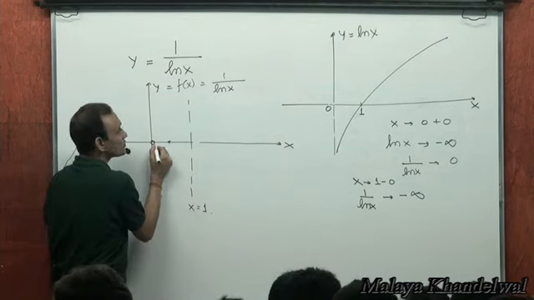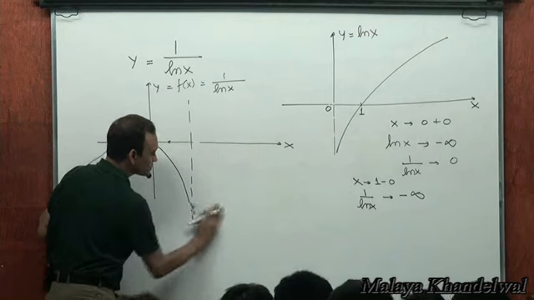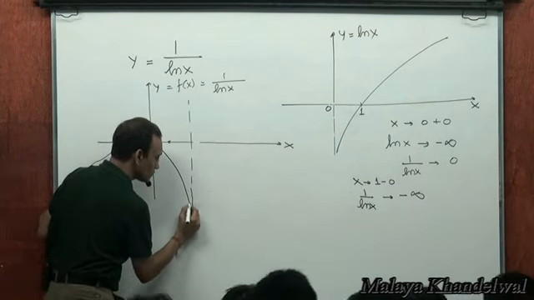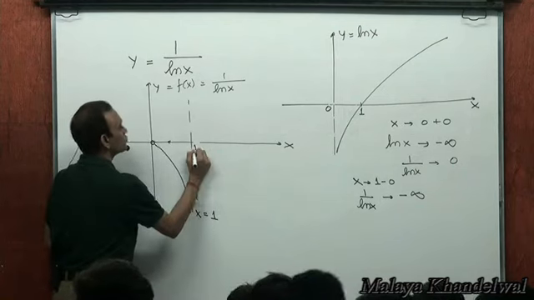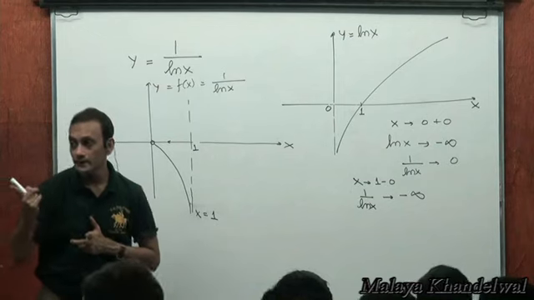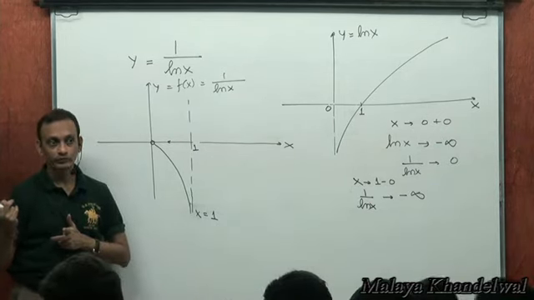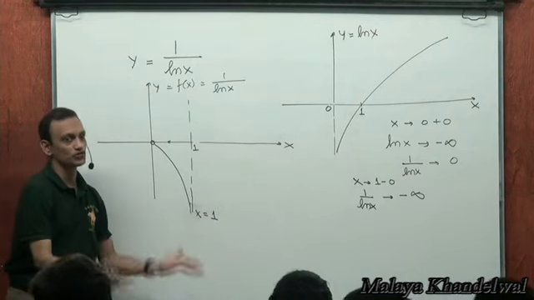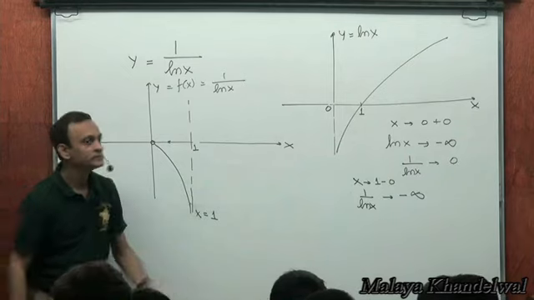If I put all these things together, then this is what transpires. Yes or no? To the left of x equal to 1, this is the graph. Now let's look at what happens to the right of x equal to 1.